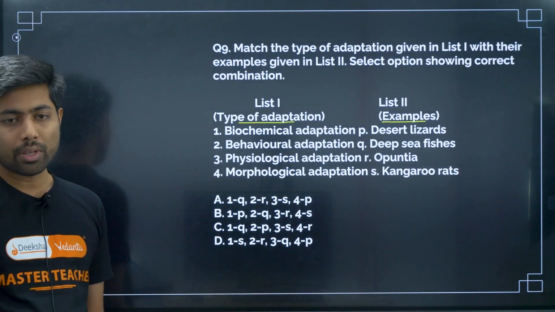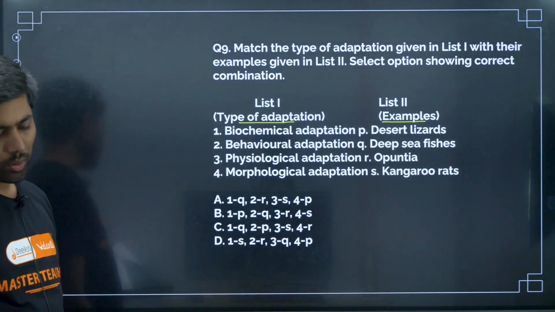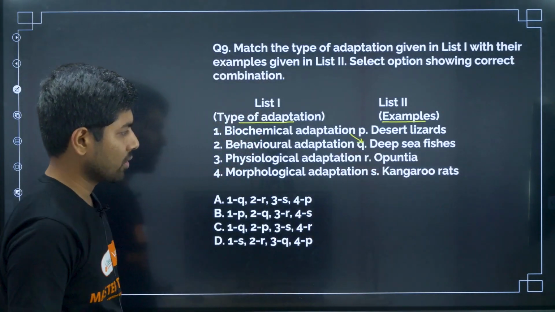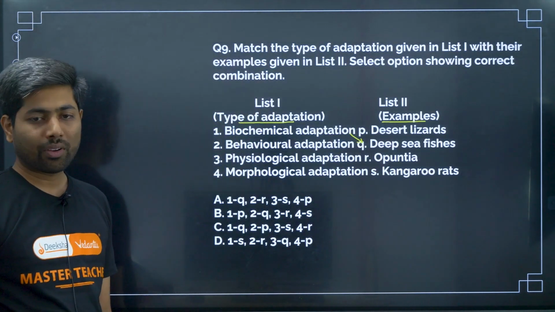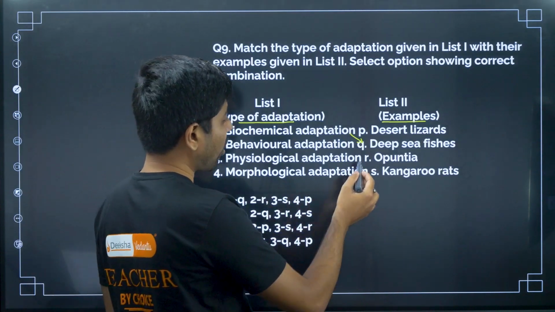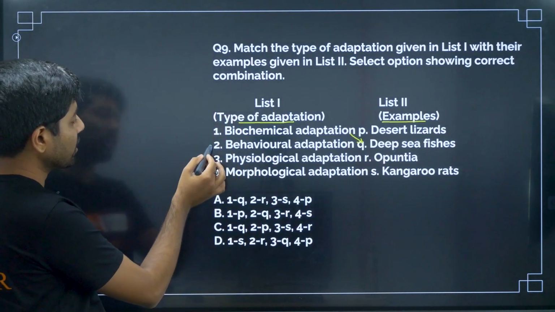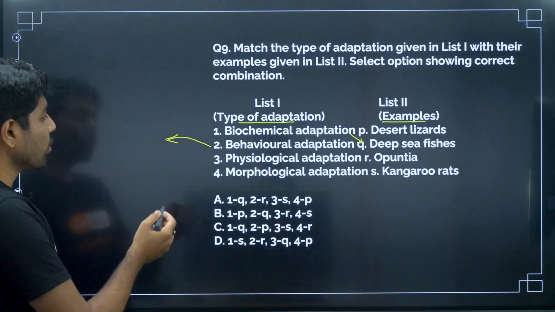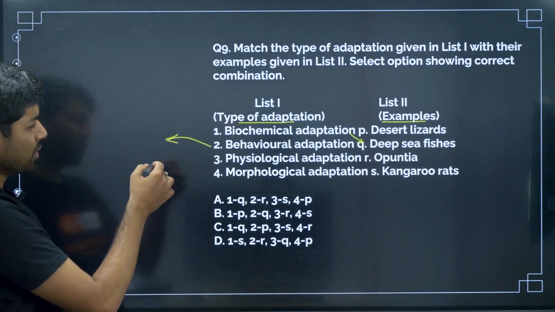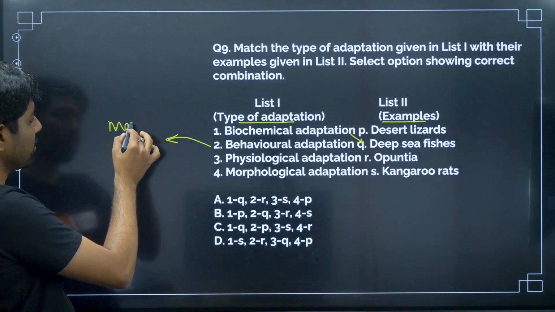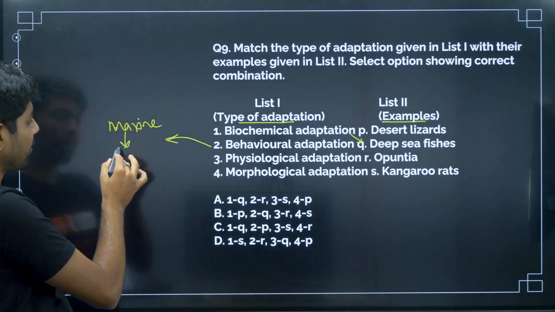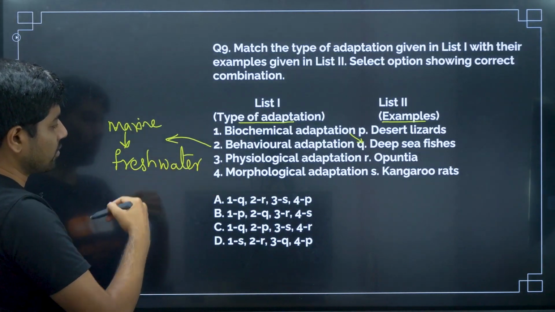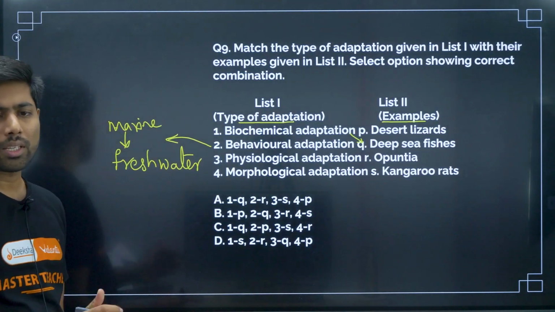Now here what you see is biochemical adaptation shown by deep sea fishes. Why? Because these deep sea fishes cannot show the behavioral adaptation. Now what is behavioral adaptation? If there is any problem in your neighborhood, you shift to the other neighborhood. For example, from marine you shift to the freshwater. This is behavioral. You just escape for the time being.